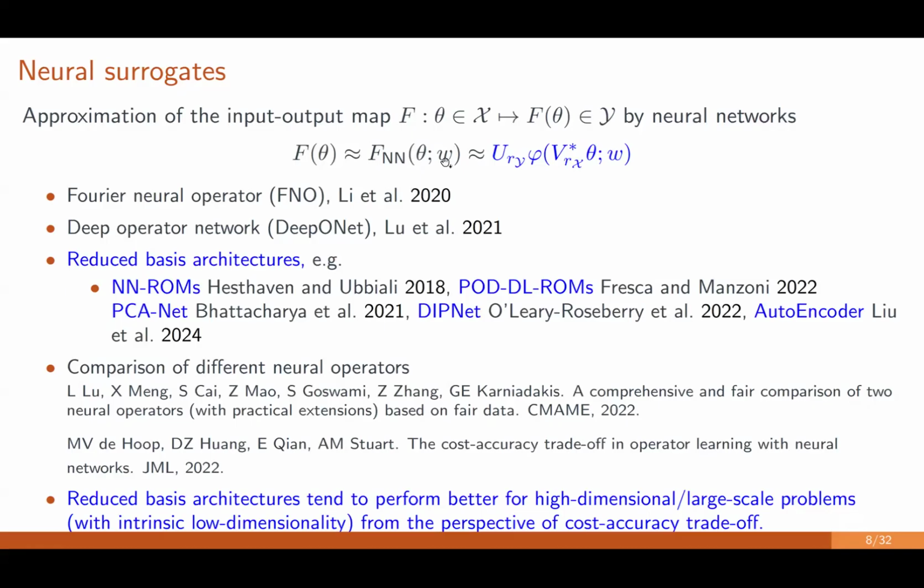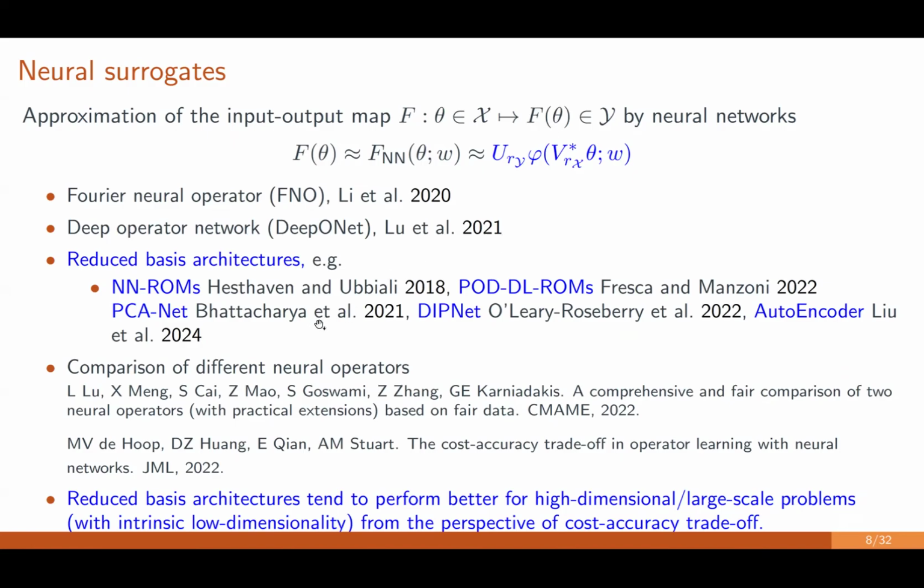And over the years, there are several different classes of neural operators. If theta is a function and the output observable is also a function, then it is a sort of operator. So there have been a few classes of neural operators to approximate this map, like the Fourier neural operator or deep operator network, DeepONet. And also there's a certain class of reduced basis architectures. So you can reduce the input of the parameter theta and also the output of the observable.